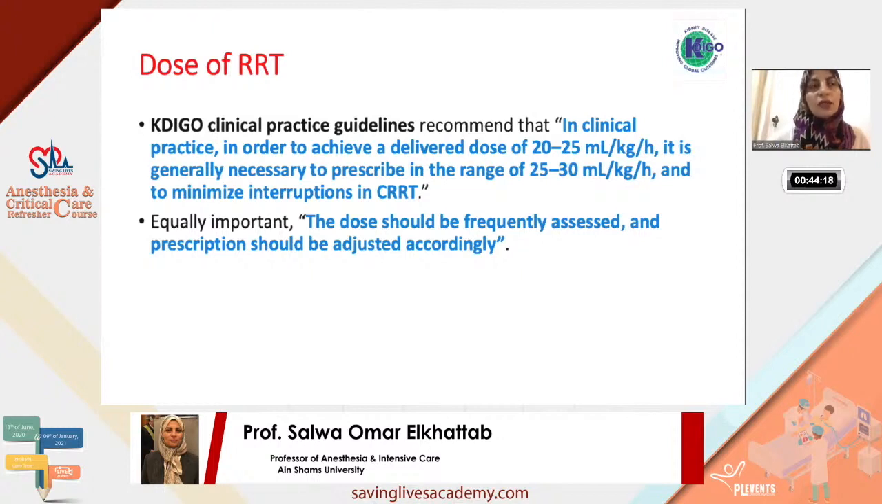So considering these many interruptions, the dose needs to be set at 25 or 30 ml per kg per hour, but this is actually to cover the interruptions. So we are really aiming to provide 20 to 25 ml per kg per hour. This is the least needed.